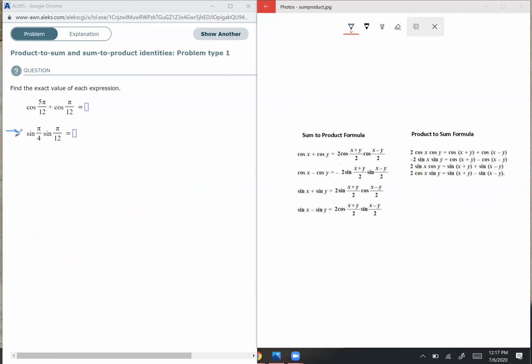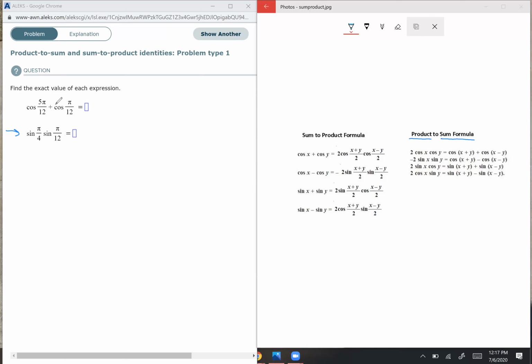Okay, so let's look at this one. I've got sine pi over 4, sine pi over 12. Notice there is not a plus or minus here. This is starting as a product. So on this one, we would be looking at the product to sum. So you have to be really careful.